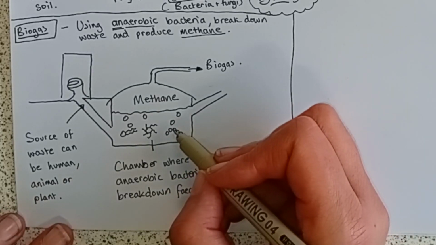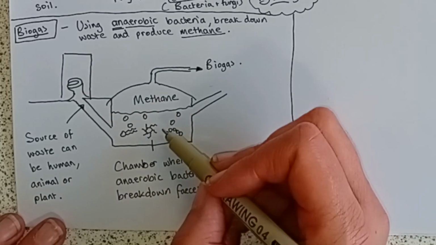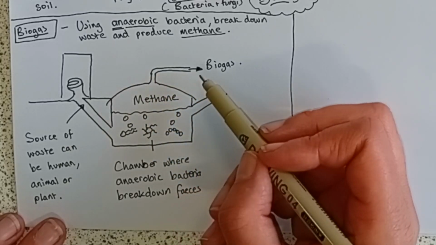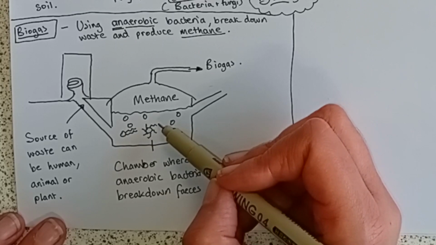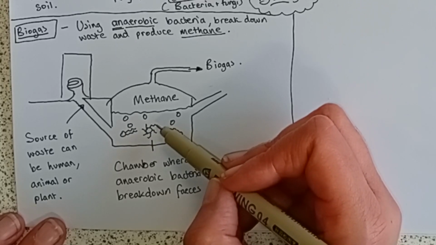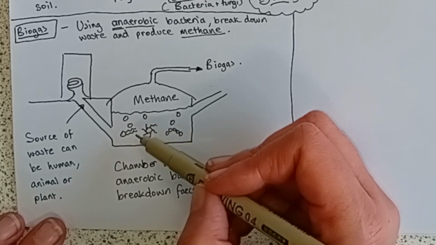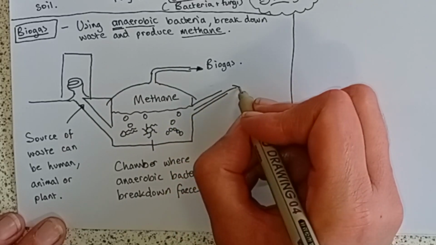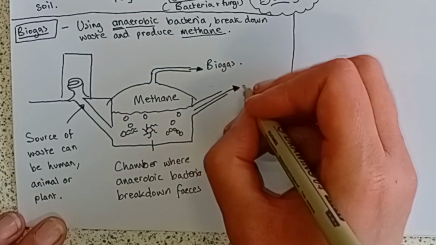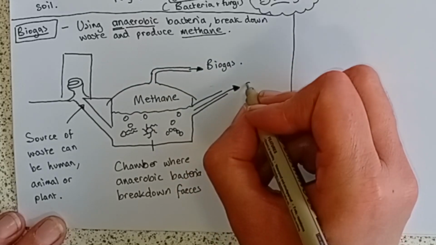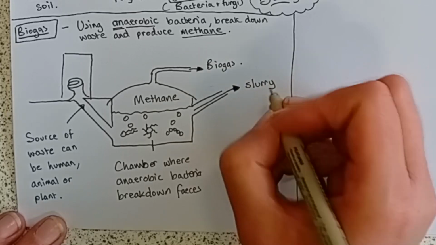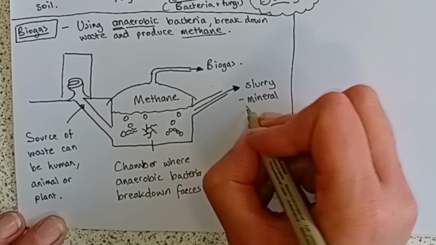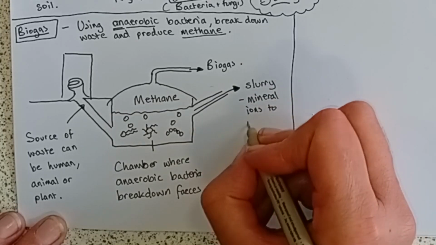You've also got an extra, useful byproduct on here. When all the useful stuff has been broken down by the bacteria and you've got all the methane off, then we've got left lots of mineral ions in here, just like the bacteria and fungi put mineral ions back into the soil. The mineral ions will be free in here, and so the slurry is a great fertiliser. So you need an outlet pipe for the slurry, which contains mineral ions, to use as fertiliser.